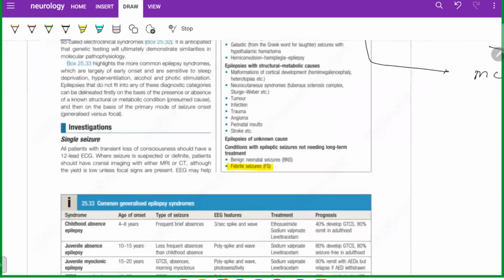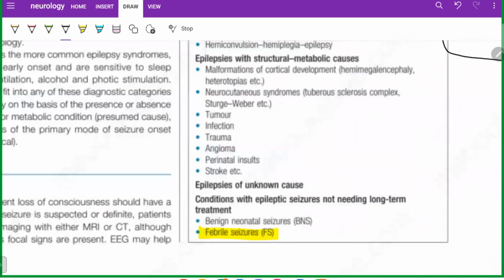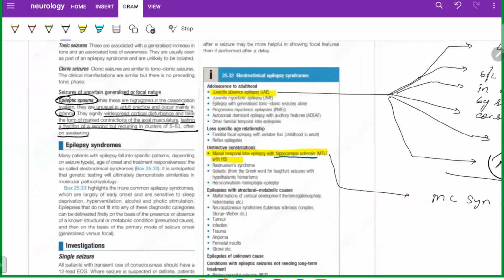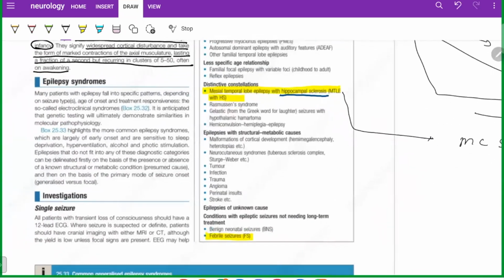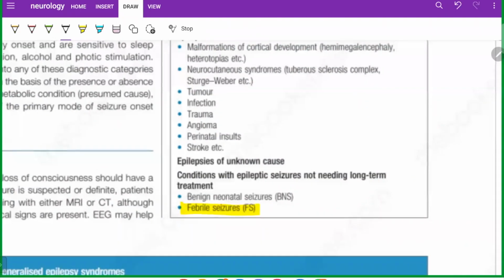Next important topic நமக்கு தெரிய வேண்டியது என்னன்னா febrile seizure. So நாலாவது இந்த பாக்ஸ்ல நமக்கு 4 தான் தெரியணும். 1 juvenile absence epilepsy and myoclonic epilepsy. Next one வந்து mesial temporal lobe epilepsy. அடுத்த point வந்து febrile seizure. What is a febrile seizure? The one that is going to be occurring in a child between 3 months to 5 years of age.